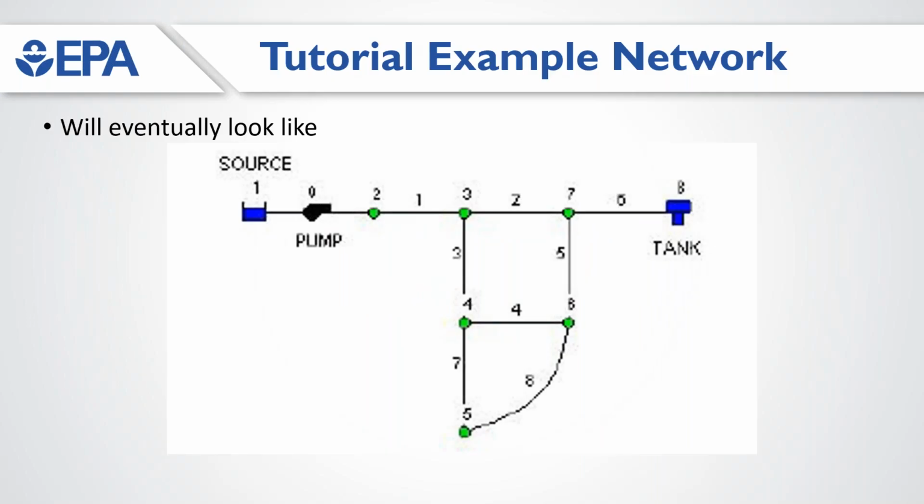In this application, we'll analyze this simple distribution network shown here. It consists of a source reservoir from which water is pumped into the simple two-looped pipe network. There is also a pipe leading to a tank that floats on the system. The ID labels for the various components are shown in the figure.